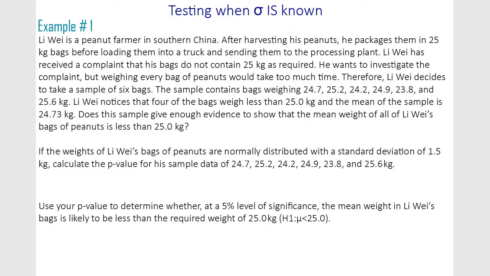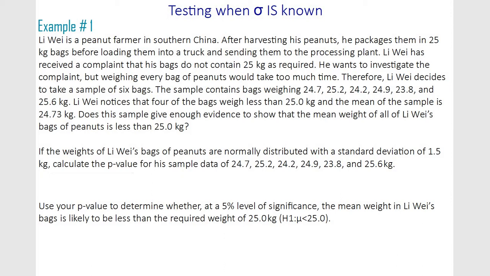So we know what the standard deviation is, the population standard deviation. That's the first type of example we're going to do. Li Wei is a peanut farmer in southern China. After harvesting his peanuts, he packages them in 25 kilogram bags and ships them off. Of course, he gets a complaint that says, hey, I didn't get what I bought, so now he's got to investigate. He takes a sample of 6 bags.